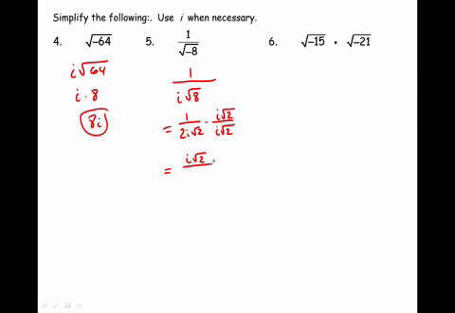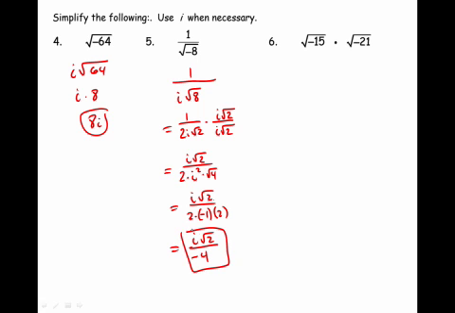So in my numerator, 1 times i root 2 is i root 2. And in the denominator, I get 2 times i squared times root 4, which becomes 2 times negative 1 times 2. So this becomes i root 2 over negative 4.